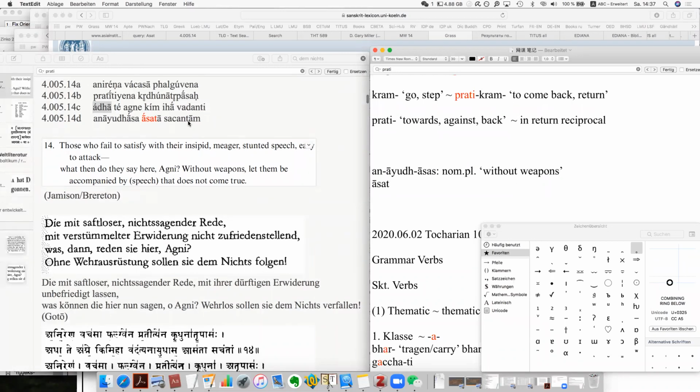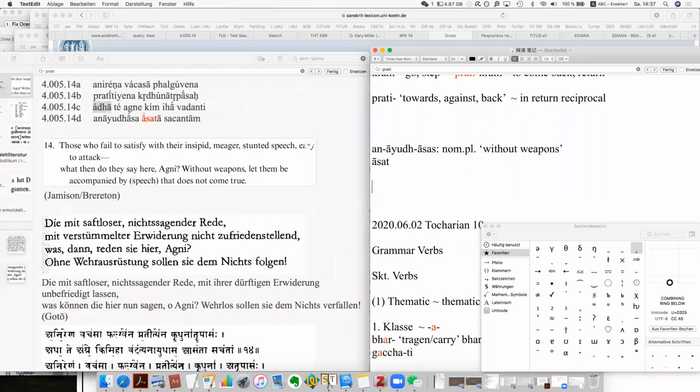So without weapon, you see this is sachantam. Sachamtam, right? So we have such, and such means follow, yeah? And this is imperative, third person plural. Let them follow. Okay, yeah.